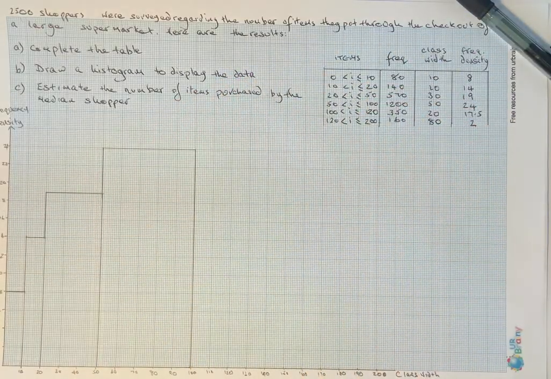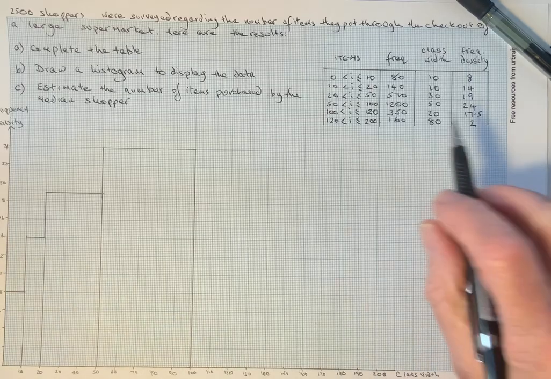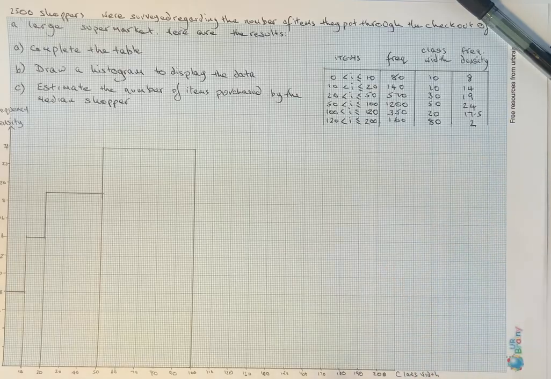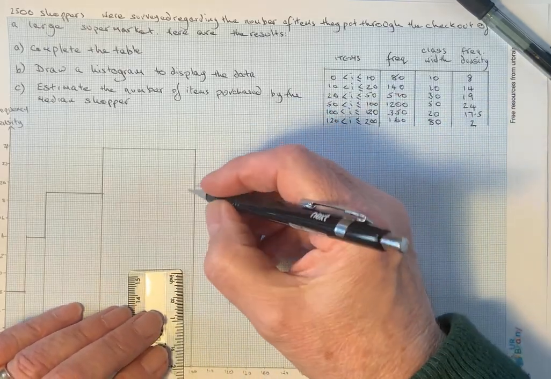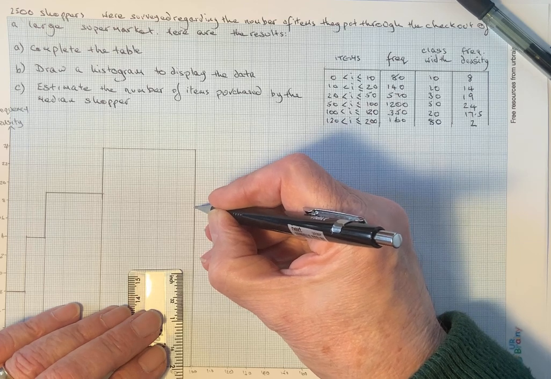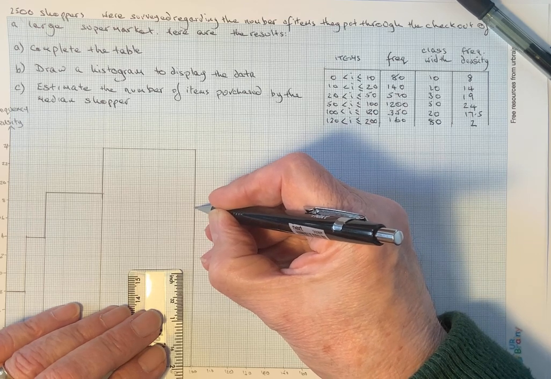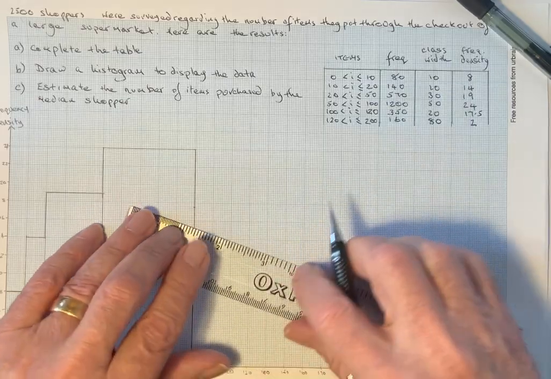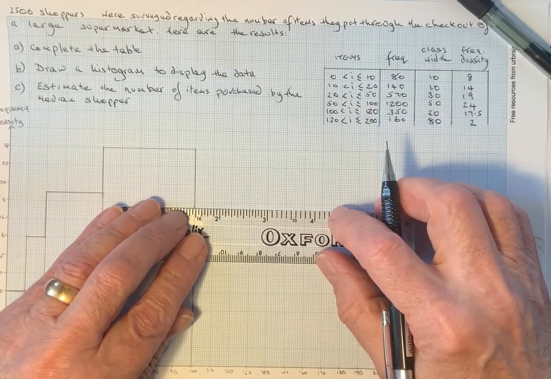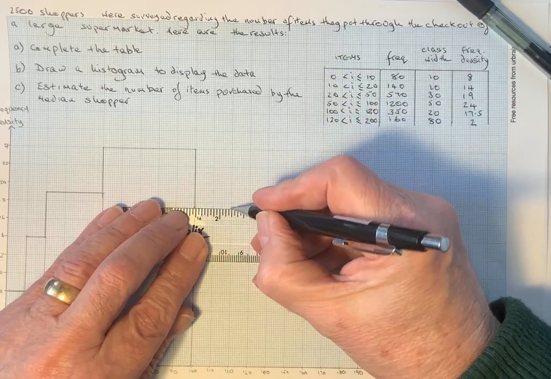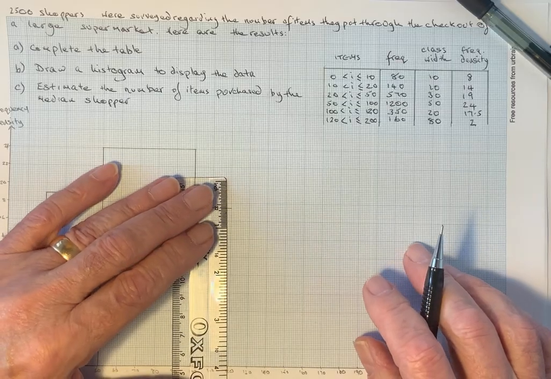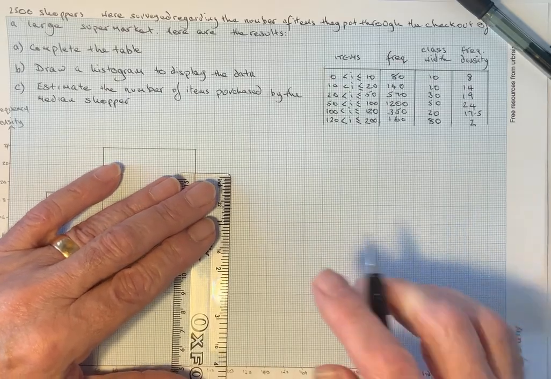And there's our bar. And then we have a class width of 20 and a height of 17 and a half. This is 18, 17 and a half will be approximately there. So we're going to go across from there, and it's got a class width of 20. So that takes us to there. Okay, and then we go down to the 120 mark.